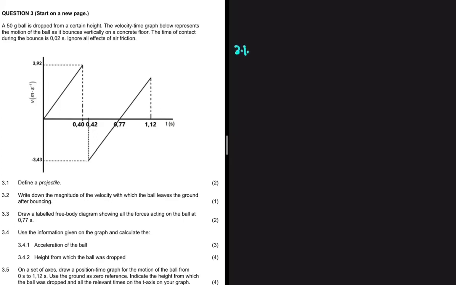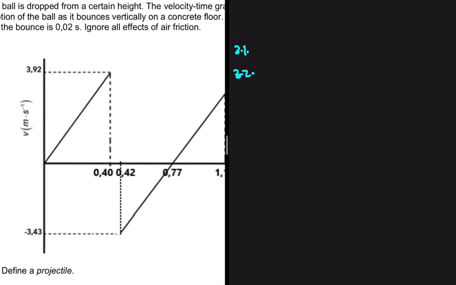Let's look at our question statement and try answering 3.2. So a 50 grams ball is dropped from a certain height. The velocity time graph below represents the motion of the ball as it bounces vertically on a concrete floor. The time of contact during the bounce is 0.02 seconds. Ignore all effects of friction. And then 3.2, the question says write down the magnitude of the velocity with which the ball leaves the ground after bouncing. So let's look at our graph.